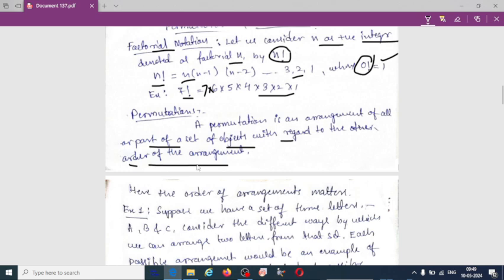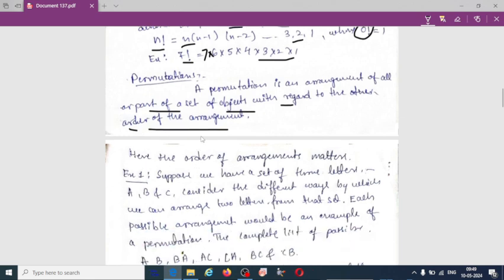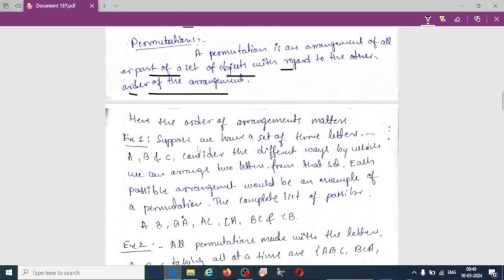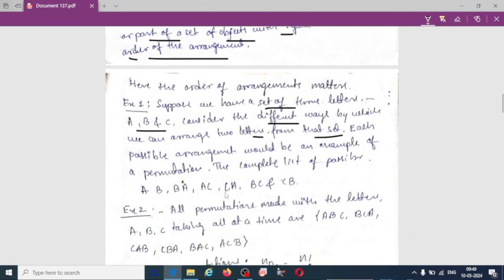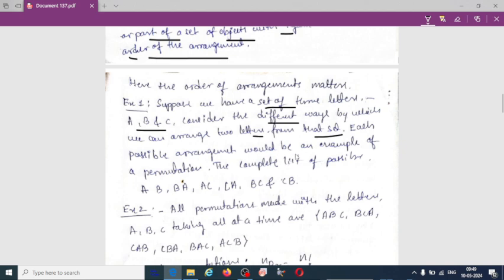So here, the order of the arrangement is very important. One example: suppose we have a set of 3 letters A, B, C. Consider the different ways by which we can arrange 2 letters from that set. Each possible arrangement would be an example of a permutation.